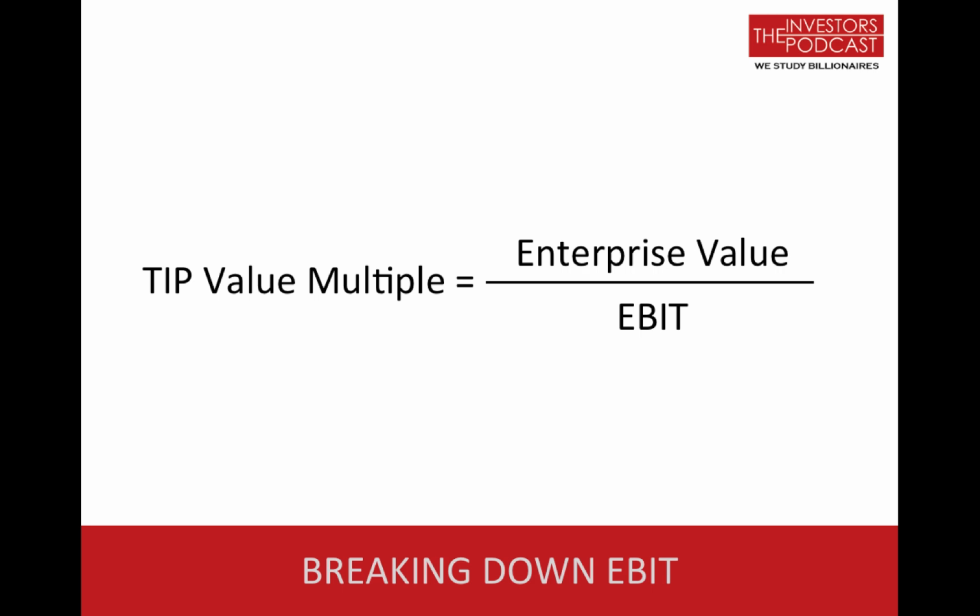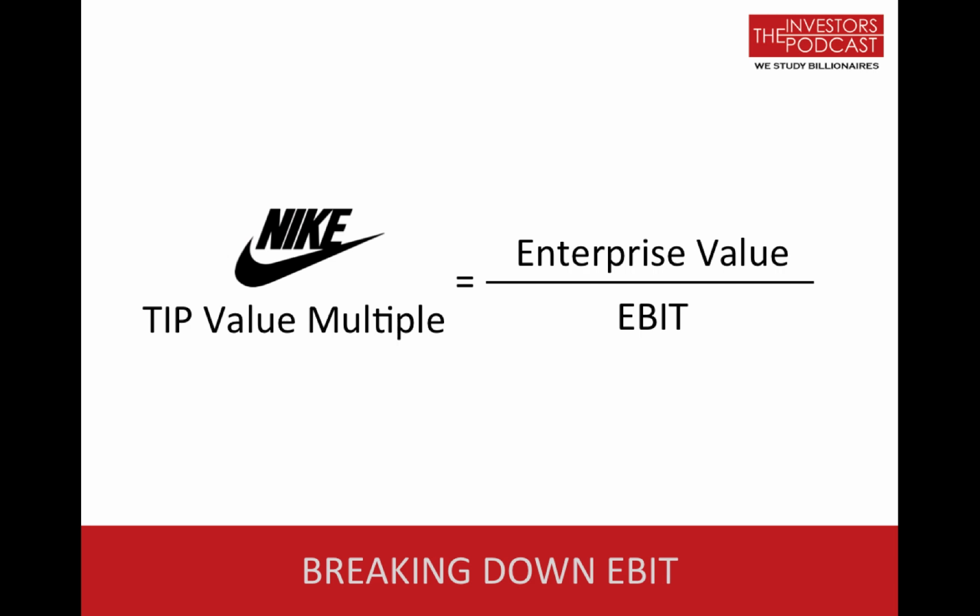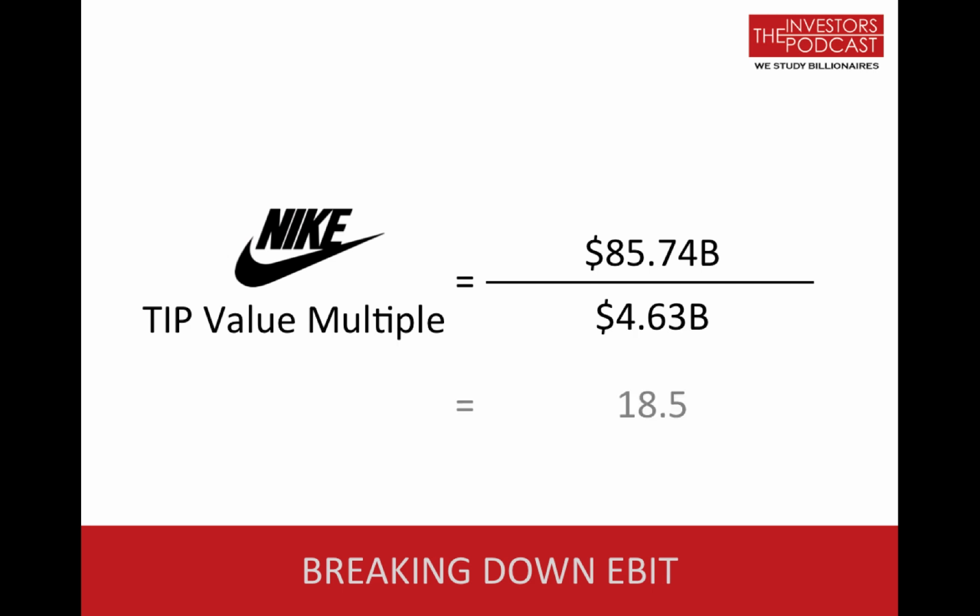In Module 4.3, we learned how to calculate and identify the enterprise value of Nike, which we found to be $85.74 billion. And here in Module 4.4, we learned how to identify EBIT, which was $4.63 billion for the company. When we do the numbers, we can see that we come up with a TIP value multiple of 18.5. So now that you know how to calculate and identify the TIP value multiple, let's start to use that knowledge in practice in Module 4.5.